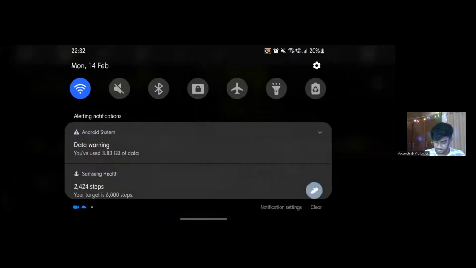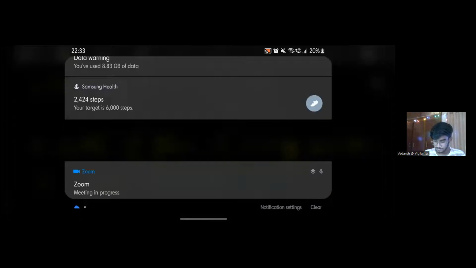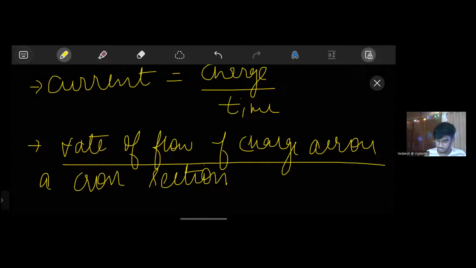Let me just put this on do not disturb so it won't come in between. So it is across the cross section normal to the direction of flow of charge. Normal to the direction of flow of current. So basically, the rate of flow of charge across the cross section.